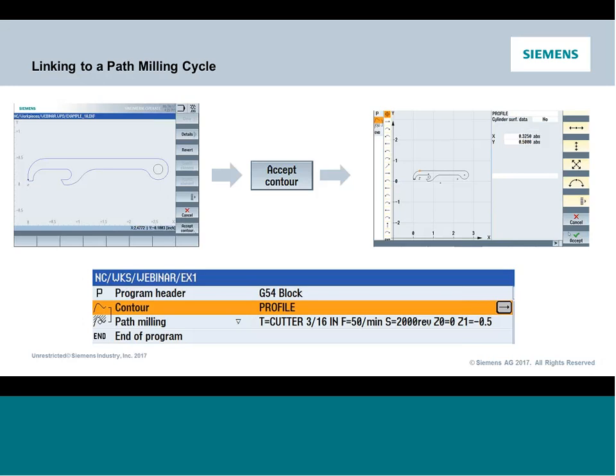A lot of times when the DXF files come in, the part zero may be in some completely random location. So we're going to pick some of these entities and then accept it, push it over into our contour editor, and then we'll be able to associate it with a milling strategy like you would with any contour that you had created at the control.